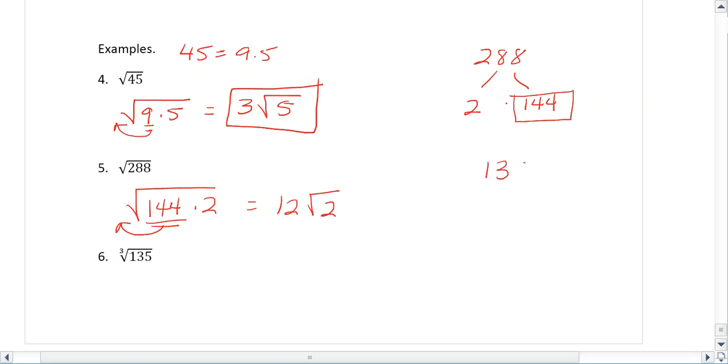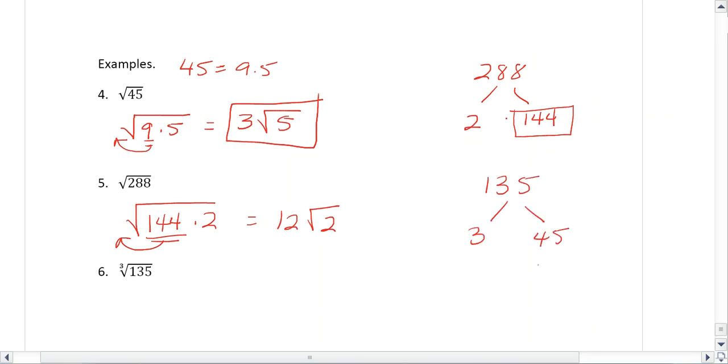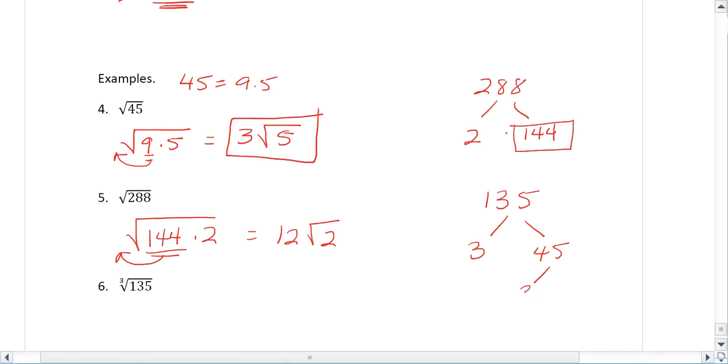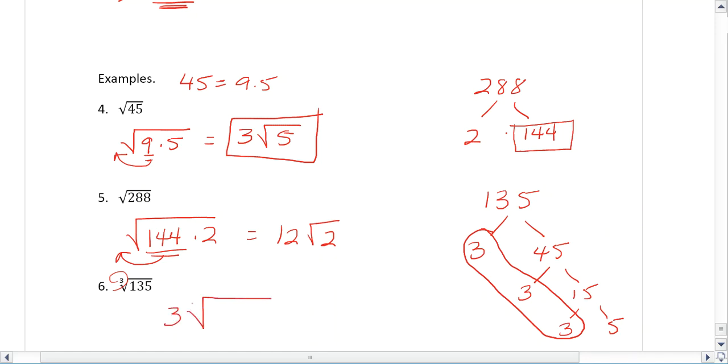The cube root of 135. I honestly am not seeing it. So I'm going to do the factor tree. So I got 3 times 45. 45 also has a 3 in it. That's 3 times 15. And that has a 3 times 5. Remember, this is a cube root problem, so we're looking for a perfect cube or a set of 3. And we do have 3 primes here. So 135 has this perfect cube in it of 3, so the 3 comes out in front, and it is the 5 that remains under the cube root sign.